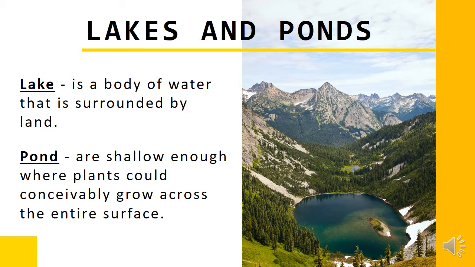Lakes and ponds. A lake is a body of water that is surrounded by land, and ponds are shallow enough where plants could grow. So what is the difference between a lake and a pond? A lake differs from a pond not in size but in depth. In a pond, sunlight reaches all the way to the bottom, while in a lake, sunlight does not reach the bottom.